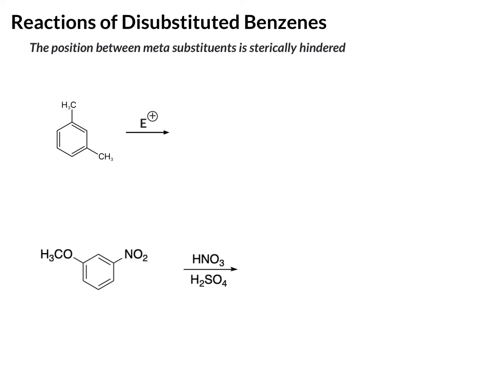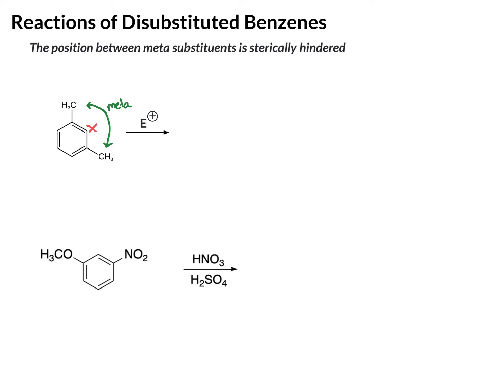The next thing that's really important to know about these disubstituted benzene rings is that the position between two meta-substituents is sterically hindered. So in this first case here, we have two methyl groups, and those two are meta to one another. And although they may not look that big, they take up enough space such that this position in between them is hindered, and we typically will not get electrophilic addition there.